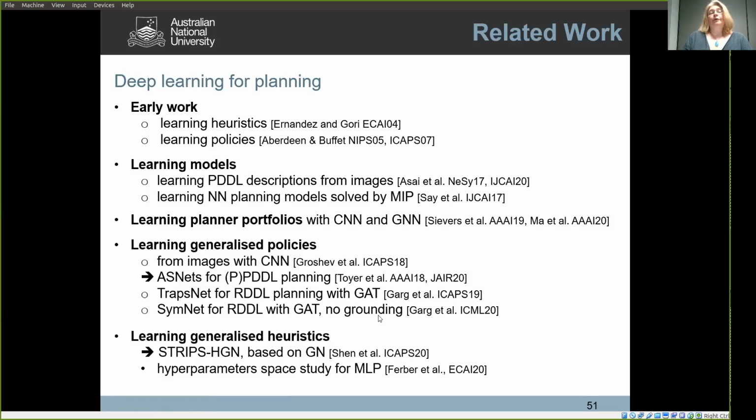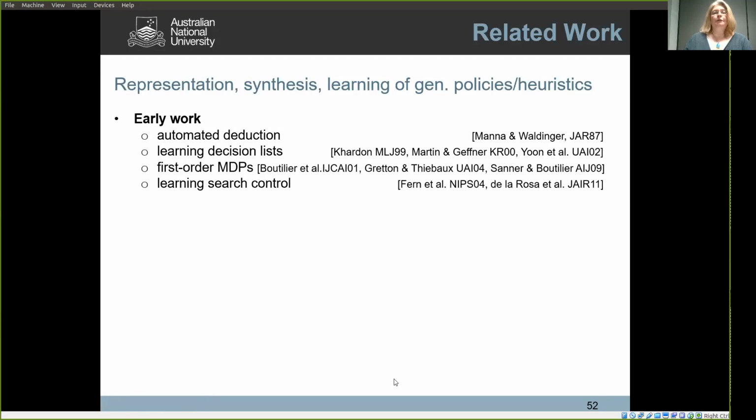When it comes to learning generalized heuristics using deep learning, there's been less work, but as I've mentioned, there's this work by Ferber et al. on quite a careful study of the hyperparameter space for linear perceptron. The second type of work I want to mention is work about representing, synthesizing, and learning generalized policies and heuristics, not necessarily with deep learning or with any form of learning.